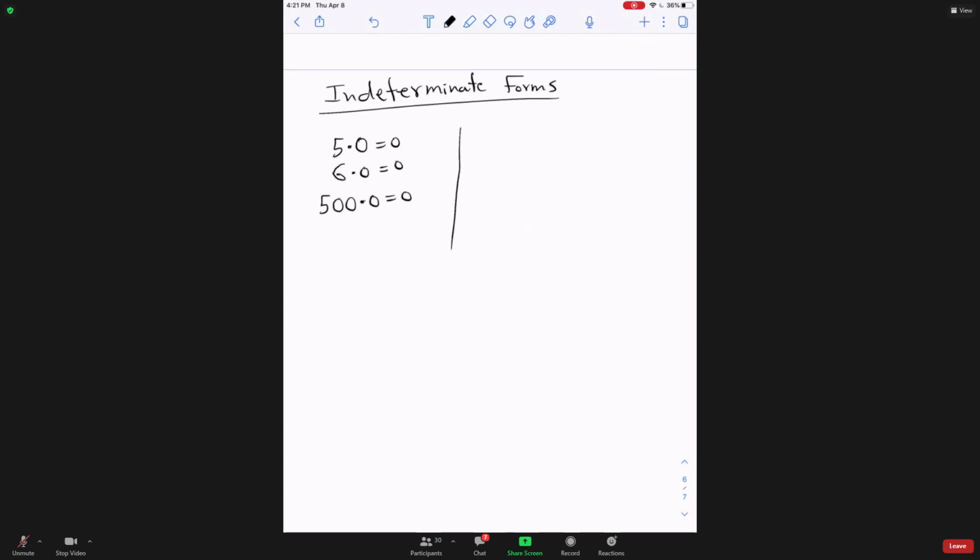Now, anything times infinity is infinity, right? 5 times infinity is infinity. 6 times infinity is infinity. Any number times infinity is infinity. So what if these two superpowers collide? 0 times infinity, what happens now? Because anything times 0, 0 wins out. Anything times infinity, infinity wins out.